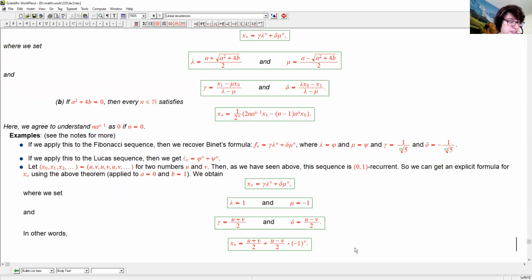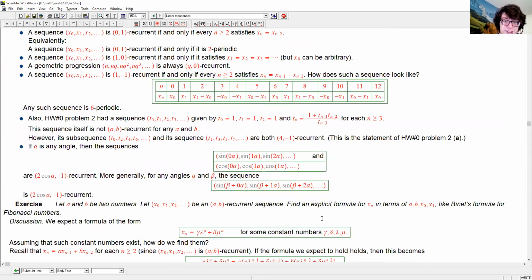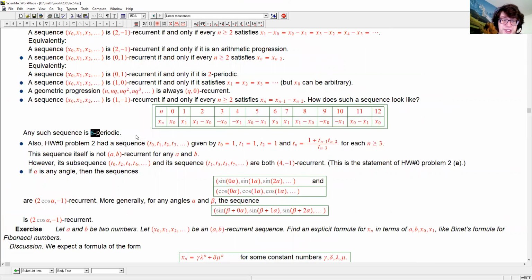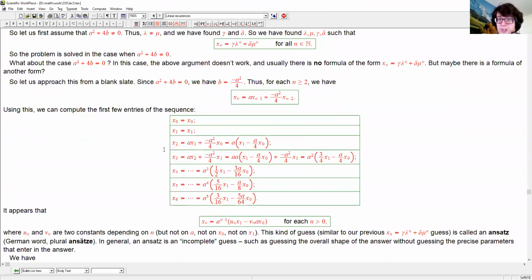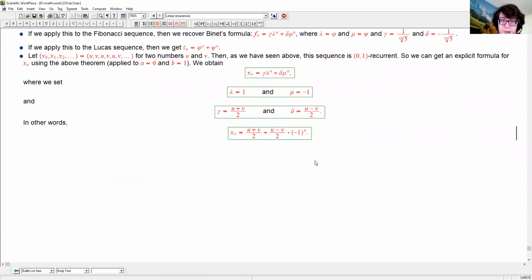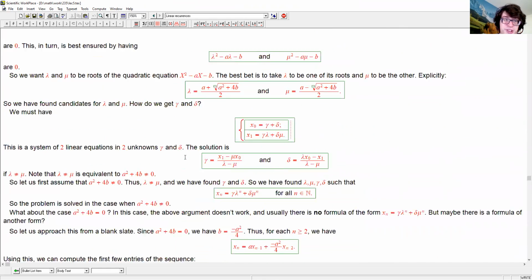And as I said, there is more in the notes. In particular, there is a way to give a slightly geometric explanation of this 6 periodicity of this 1, minus 1 recurrent sequence. If you know complex numbers, if you know what complex numbers have to do with regular polygons, you can actually explain the 6 periodicity pretty nicely.